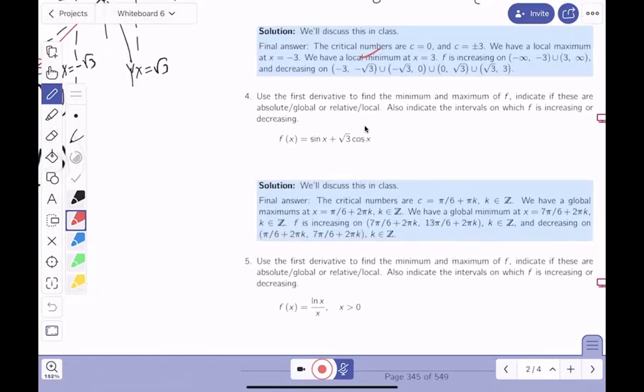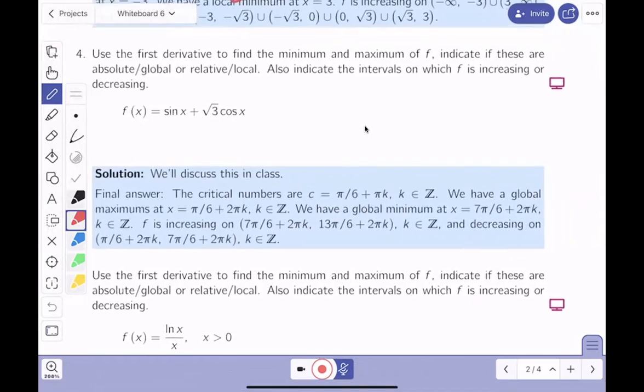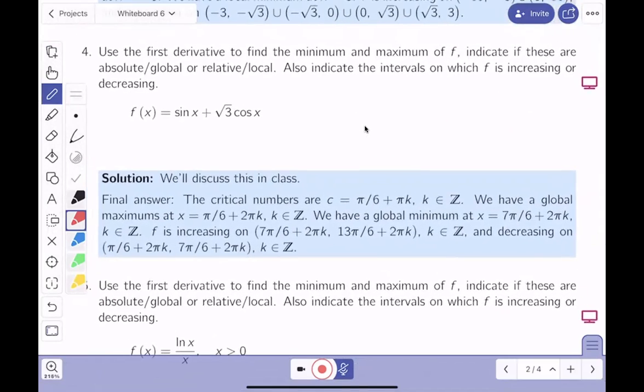Again, I'm not saying it's easy. I'm just saying it's done. Oh boy, this could be a tough one. And why is that? It's trigonometry. Use the first derivative to find the minimum and maximum of f and indicate if these are absolute, global, or relative. Boy, I got to do another problem now. So let's write this down.